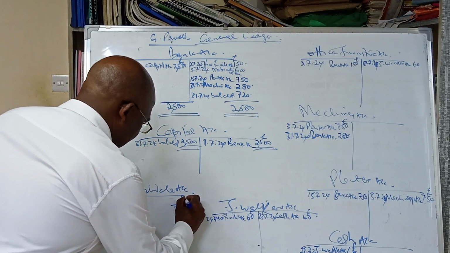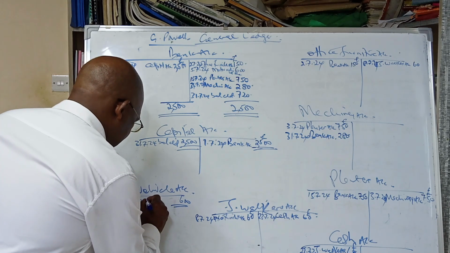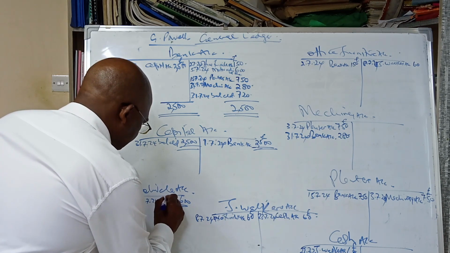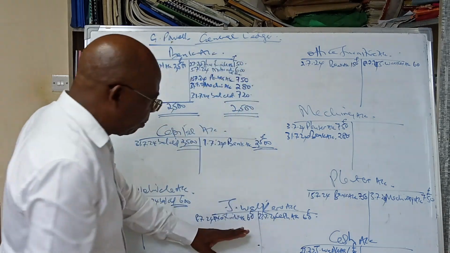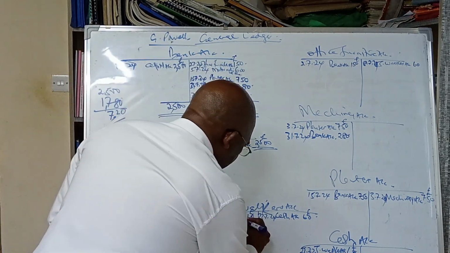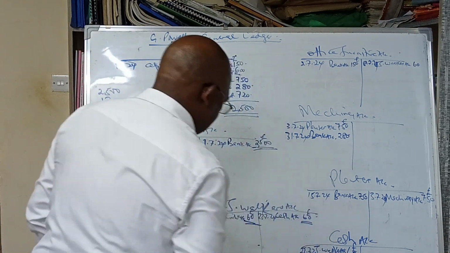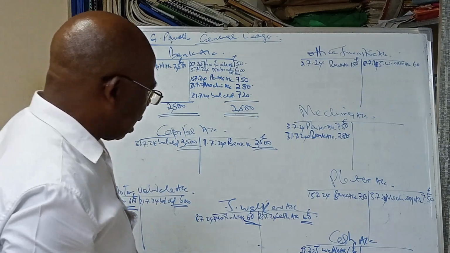We do the same here, 600. That the 1st of July 24, balance carried down. We do this one because the debits and the credits are the same. We double underline.